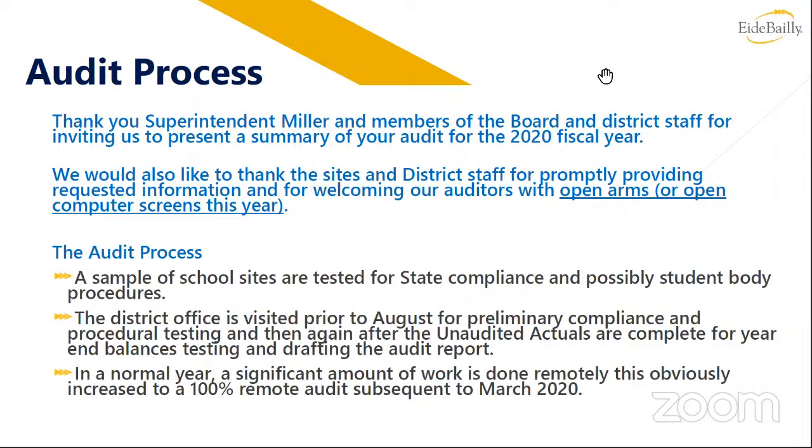So in our audit process, we sample the school sites twice a year. We come usually around August and do the preliminary, which is the state compliance and procedural testing. And then we come again back usually in September, October, sometimes November, and we complete the audit for the year with the ending balance testing, and then we draft your audit report.